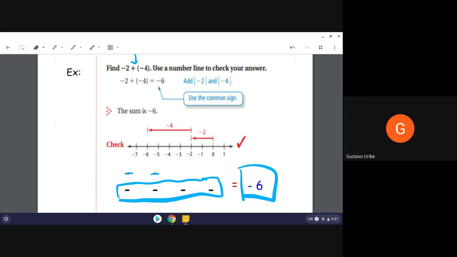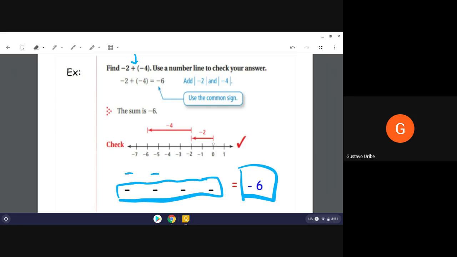All right, so we are always starting off at 0. Then we go to -2 because -2 is our first number. So I go 1, 2. Now that I'm at -2, I add -4. Well, in the number line, when you go in the negative direction, you go to the left. So I'm going to go to the left 4 spots. 1, 2, 3, 4. And look where I end up. I end up at a -6.